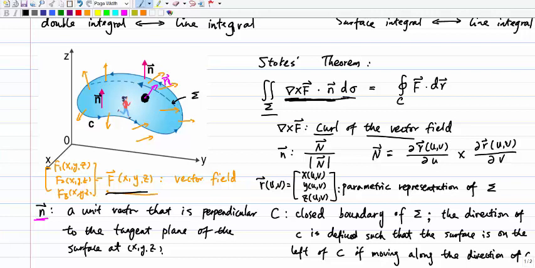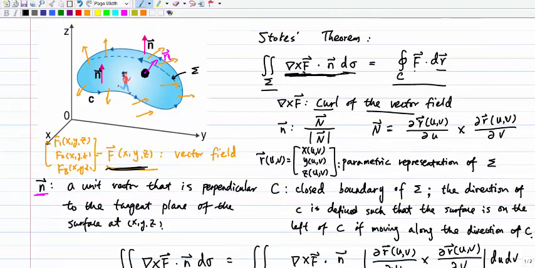Okay, it looks a little bit complicated, which is essentially equal to the line integral over the boundary C of F, the same vector field defined over here, dot dr. Of course, as I mentioned before, the direction here is counterclockwise, which means if you move along the direction of C, the surface is on the left hand side. Notation-wise, the upside down triangle crossed with F is the curl of the vector field.